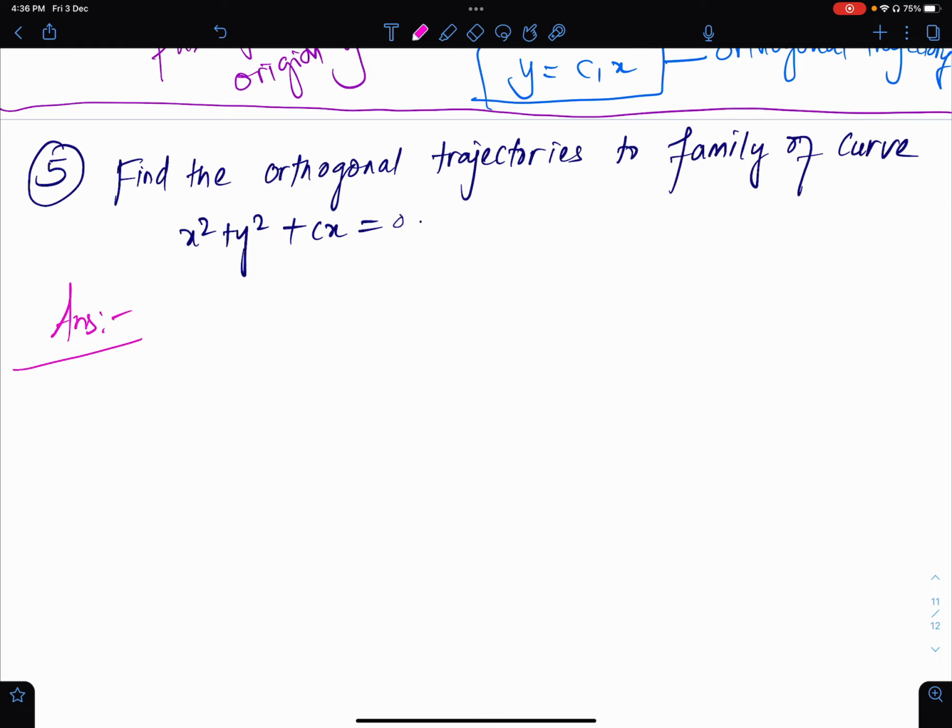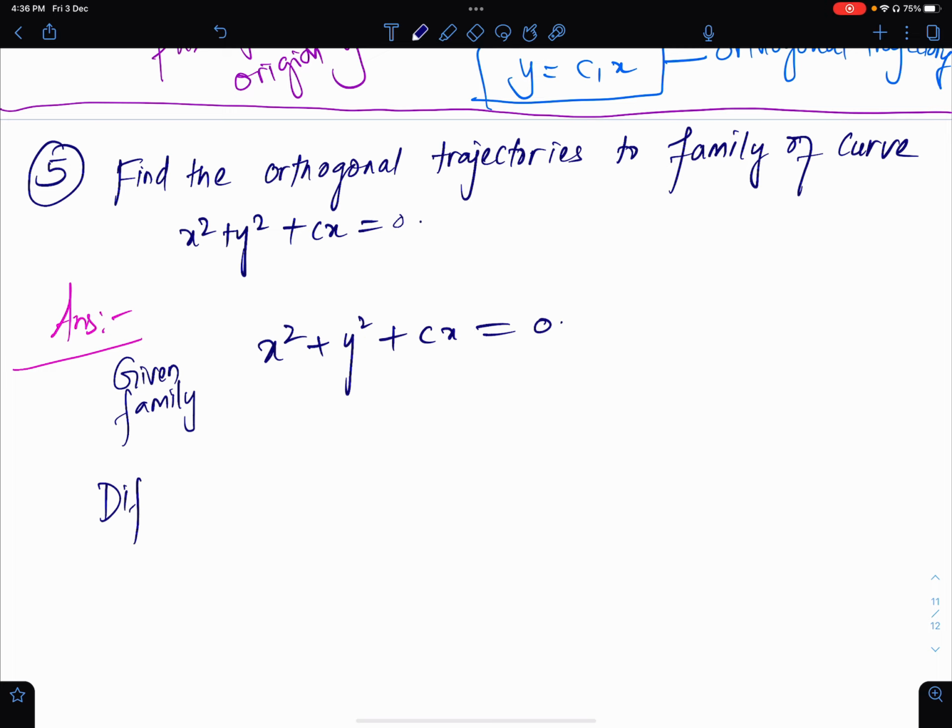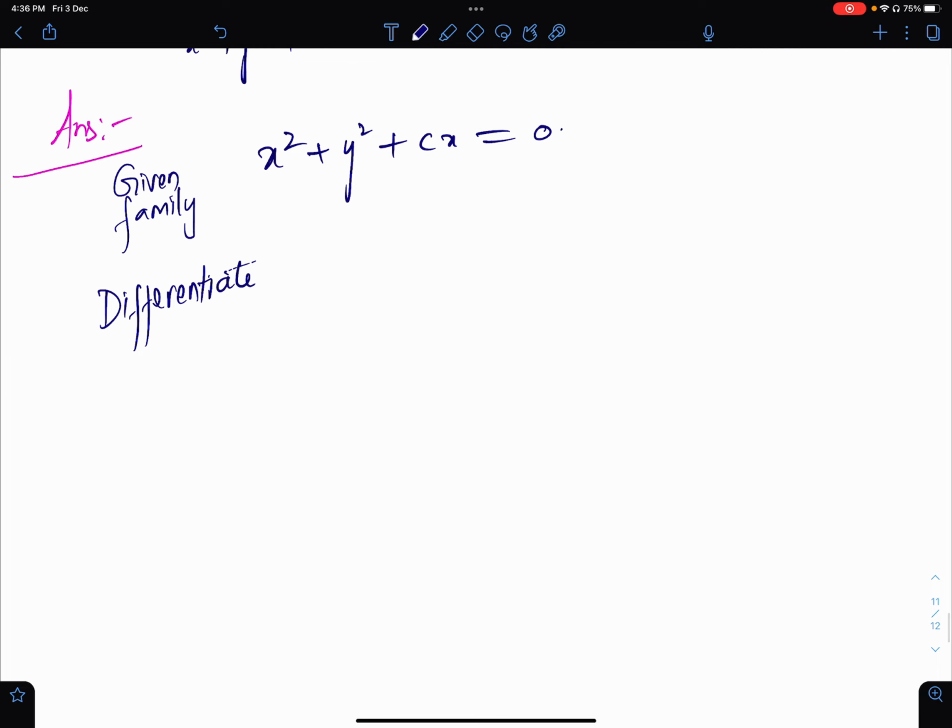You know what you have to do, just take the given family and differentiate it one more time. What is the given family? x square plus y square plus cx is equal to 0. So differentiate. You will get the derivative of x square, that is 2x, the derivative of y square, that is 2y dy by dx, then the derivative of cx, that is just c, is equal to 0.